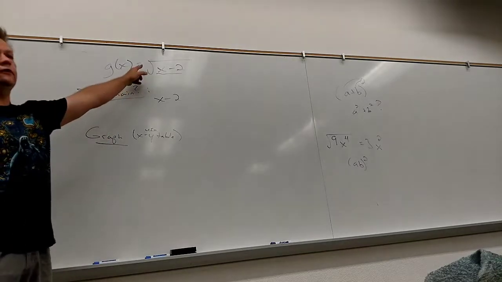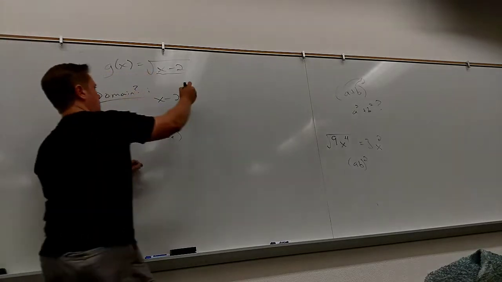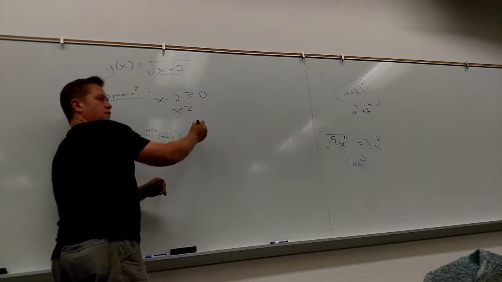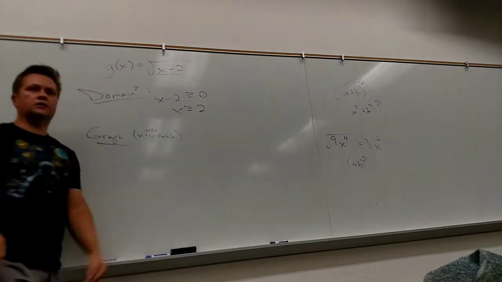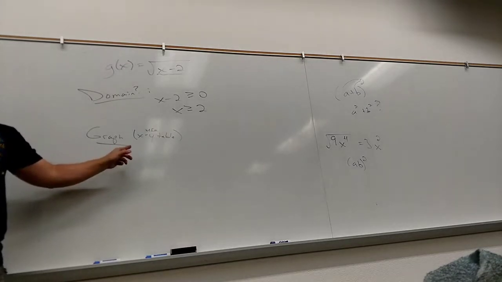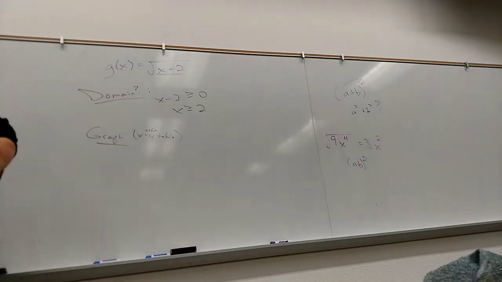Why? Because it's an even root. Even roots are the uptight ones. That has to be greater than or equal to 0. Therefore, x has to be greater than or equal to 2. So it's a really smart number to start with in your table. 2 is the smallest number I can use, and then go up from there.